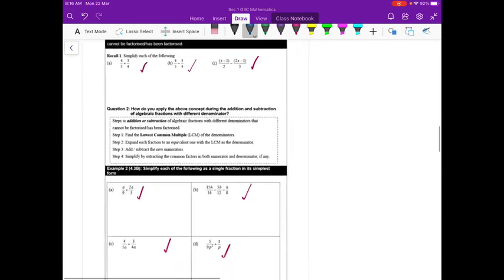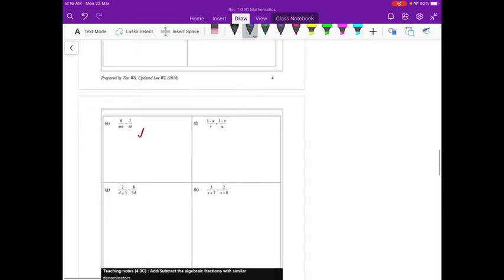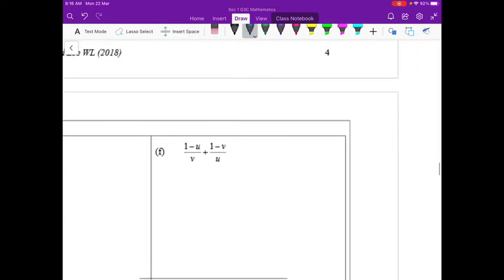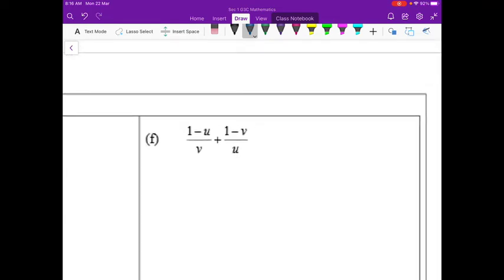Let's see what else is not covered. Okay. We are moving on to page 5 now. Part F. Page 5, part F. Fraction plus fraction. Primary school knowledge. Denominator must be the same. What is the LCM of v and u? No common factor. No choice, multiply them together.